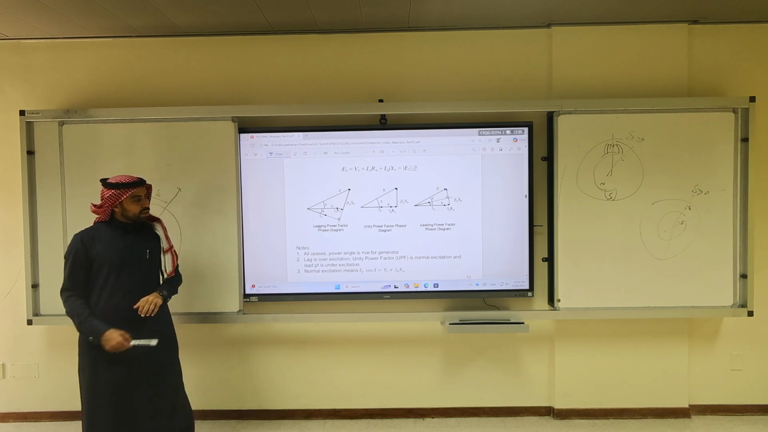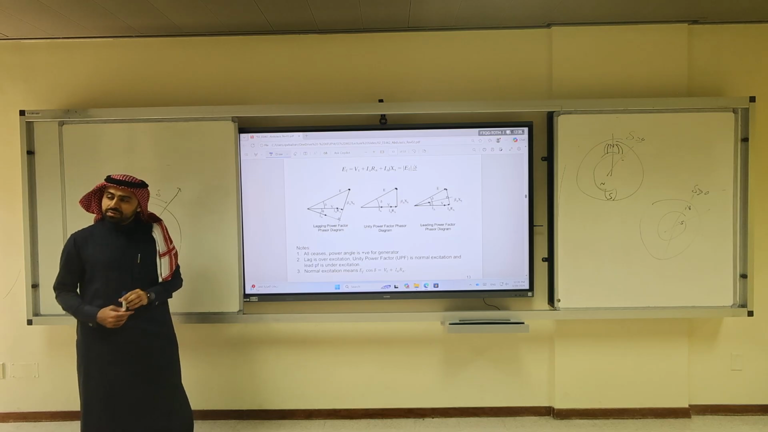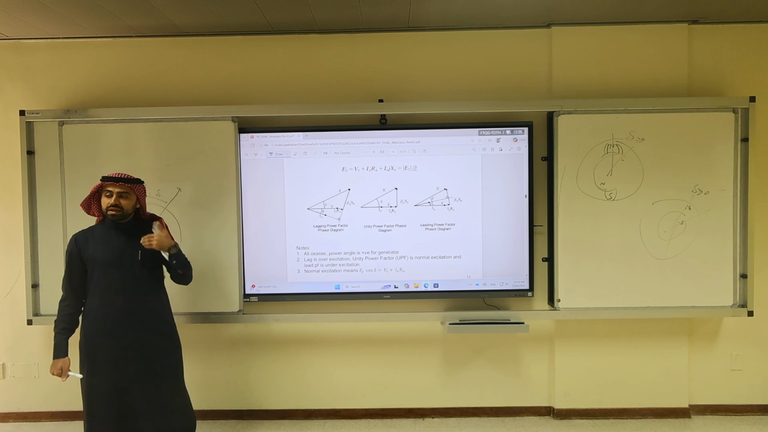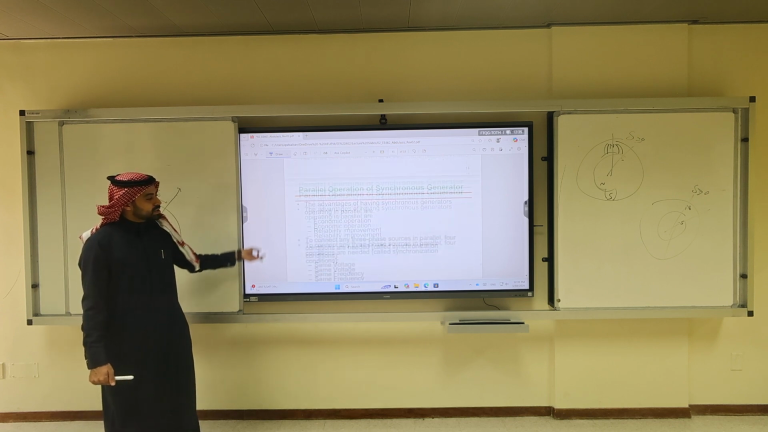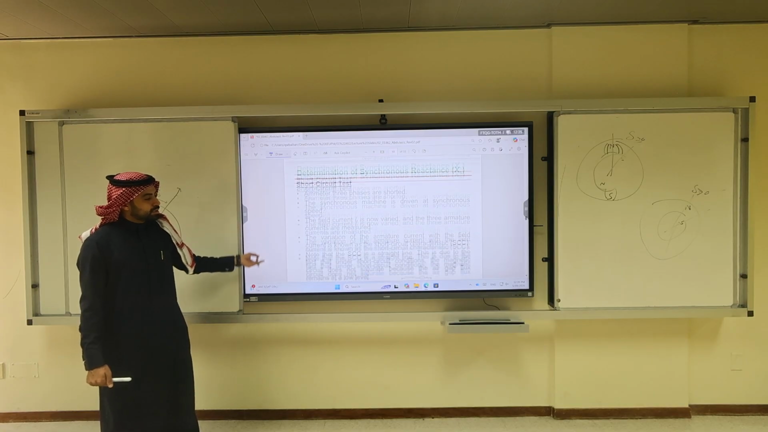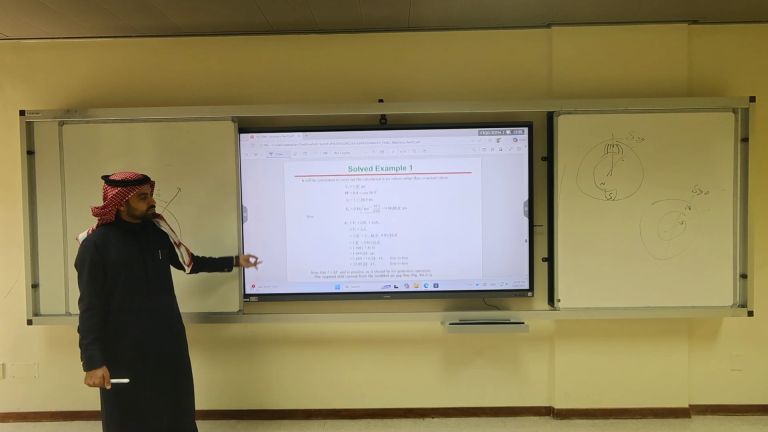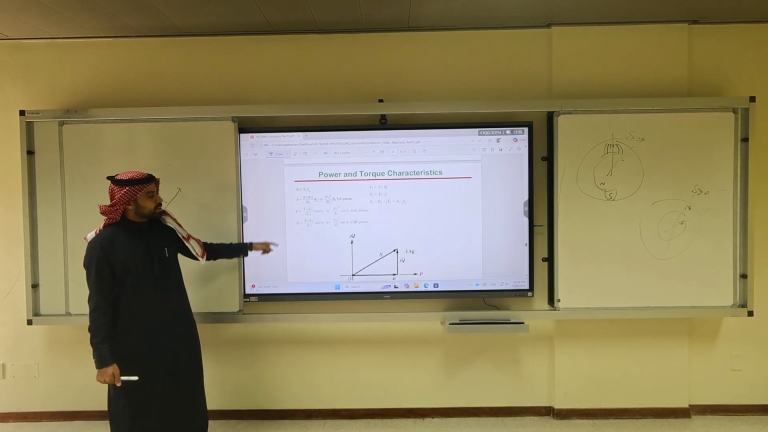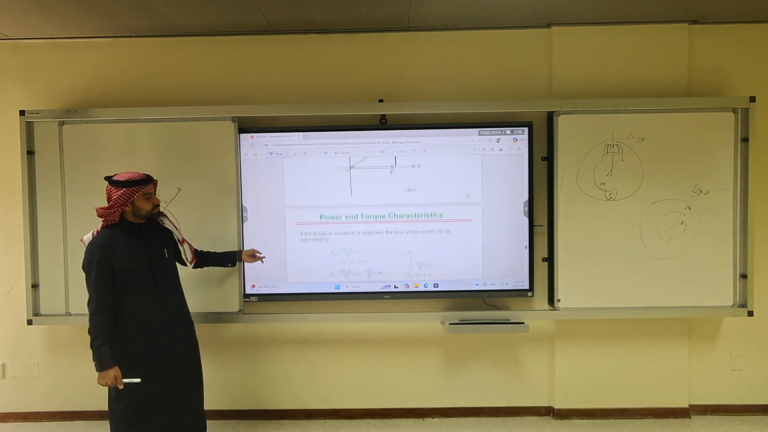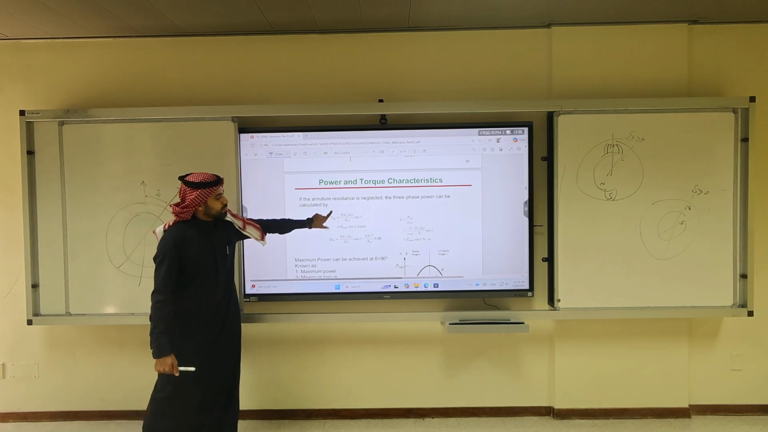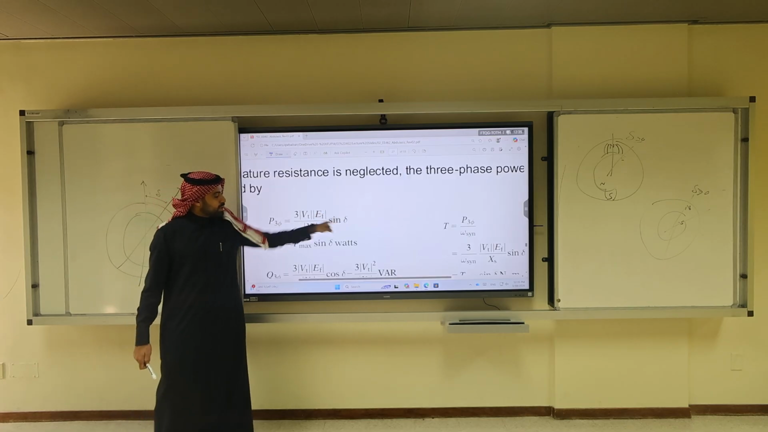This power angle has to do with the stability of the machine, and with the power that is being delivered to the load. If you remember in 360 we had this equation before. Do you remember this equation? So if you change delta, you change power.